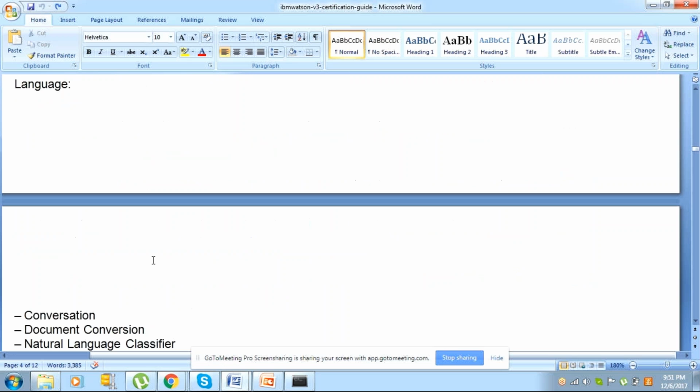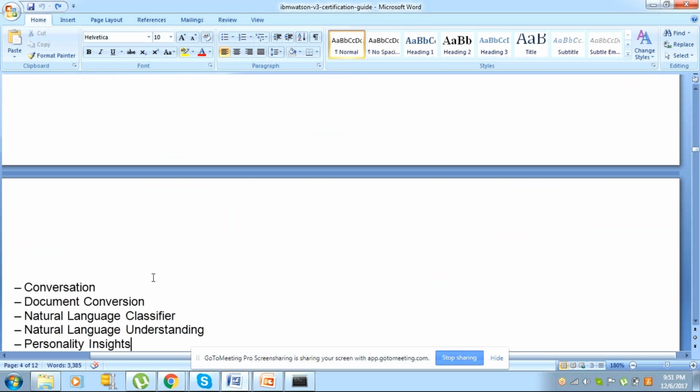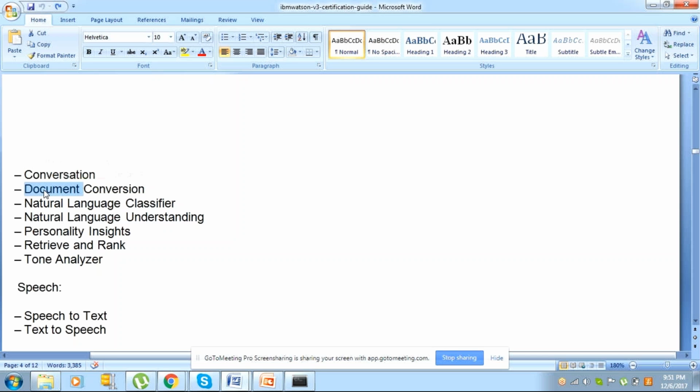So then what are the services we need to work on? Conversion, document conversion. Conversion is for that chatbot. Document conversion, I think, is again already merged with the conversation. They have removed 4 to 5 services that had been used till 2015 because they don't want individual services, so they merge and make one thing. Mostly it comes under conversation. NLP, natural language understanding, is required.